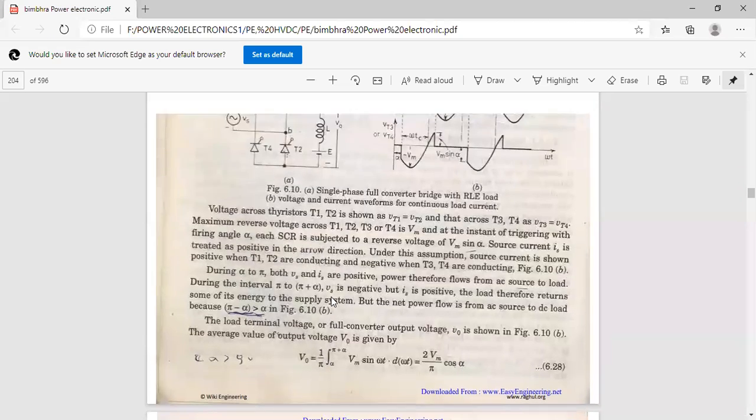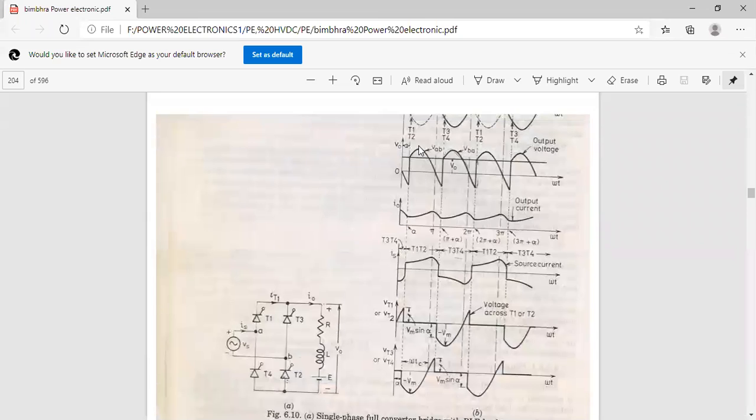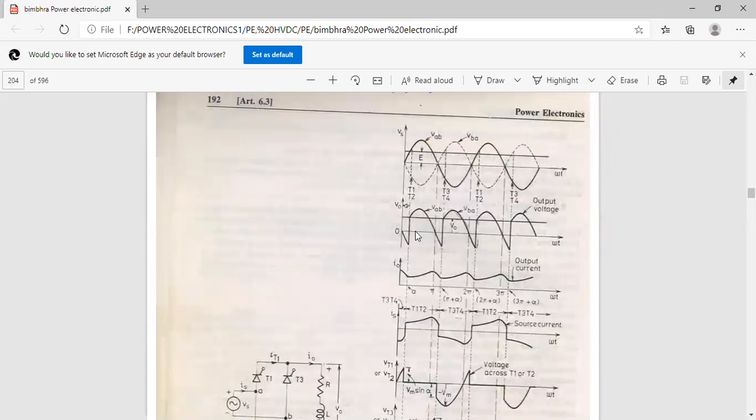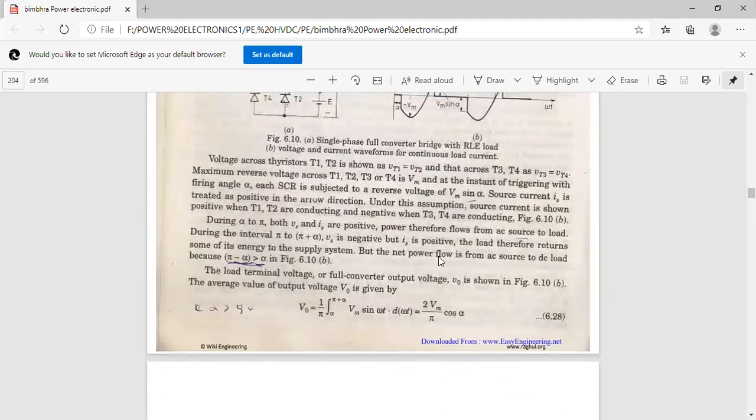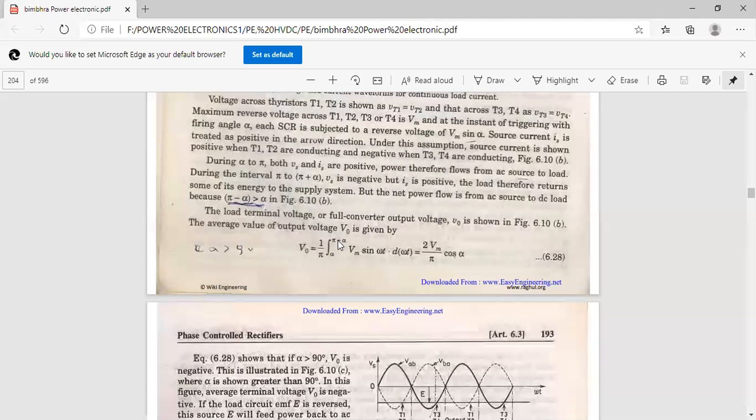Integral of alpha to pi plus alpha, see the limit. One cycle is alpha to pi plus alpha. Up to pi plus alpha you are getting output voltage. Your limits are alpha to pi plus alpha. It is not alpha to pi, it is alpha to pi plus alpha. Vm sin omega t dt. This is the formula for full wave rectifier, 2 Vm by pi cos alpha.